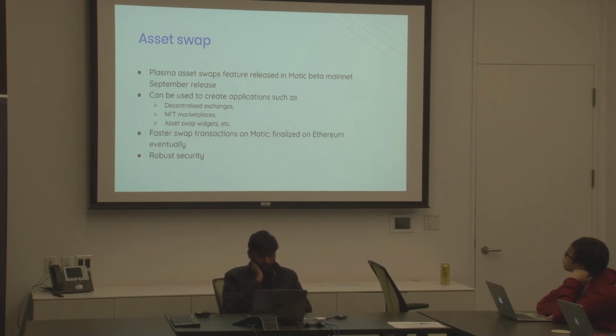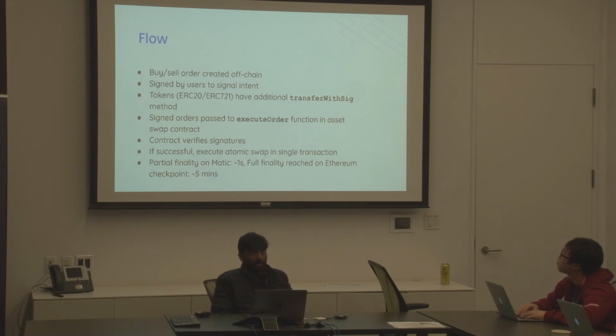Before I jump onto that, the advantage of asset swap is that we deployed this asset swap feature on the Matic beta mainnet last September. You can use swap in multiple ways, like NFT marketplaces and decentralized exchanges, and you can get robust, Ethereum-level security directly on Matic. Now, some of the things you need to remember when you make an asset swap on the Matic chain is how this works.